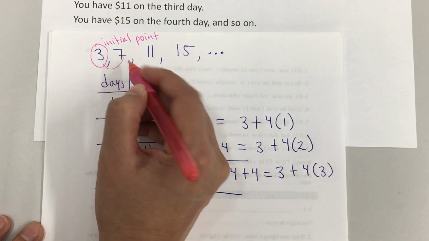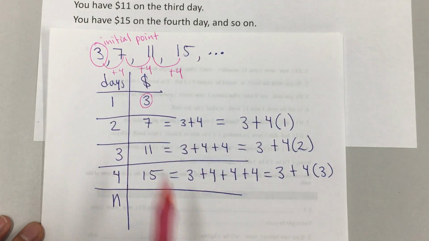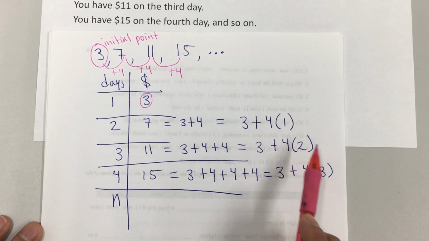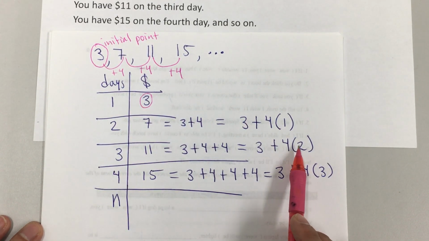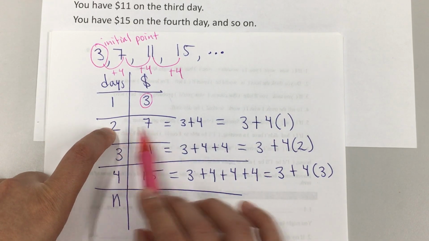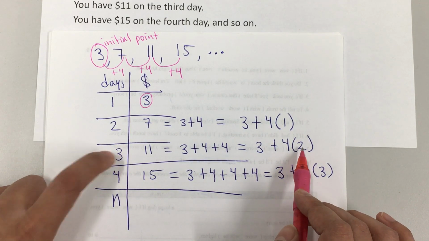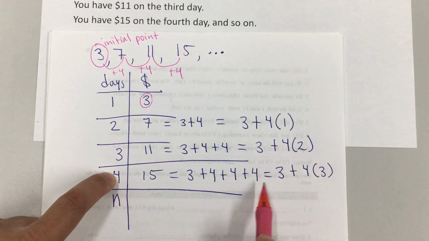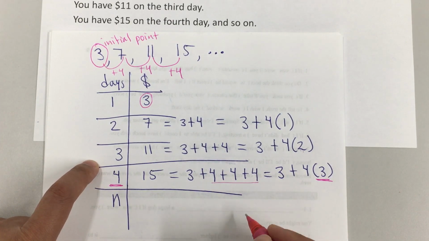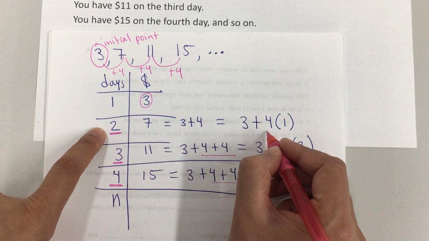And then I'm adding 4, I'm adding 4, I'm adding 4, just like in the recursive formula, and then I'm multiplying the addition of that 4, but how does it compare to the day? So day number 2, I add 1 four. Day number 3, I add 2 fours. Day number 4, I add 3 fours. Day number 3, 2 fours. Day number 2, 1 four.